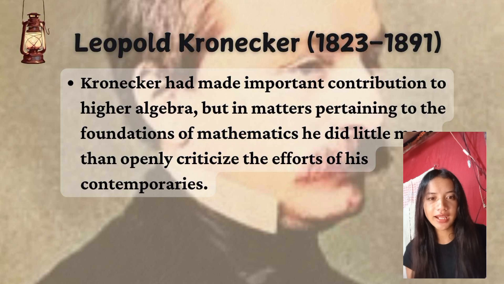Kronecker made significant contributions to higher algebra, a branch of mathematics dealing with abstract algebraic structures. However, when it comes to the foundations of mathematics, he was more critical of his contemporaries' work than actively contributing. He was known for openly criticizing the efforts of other mathematicians. This reveals a contrarian aspect of Kronecker's personality.